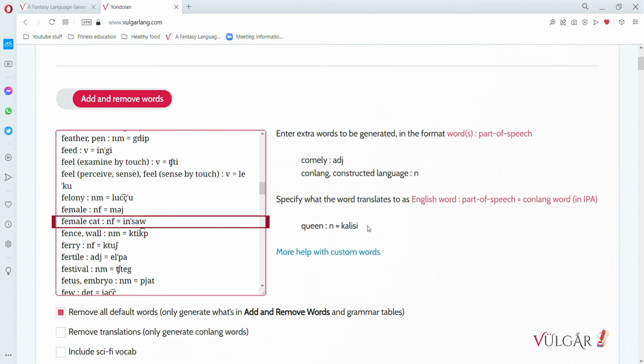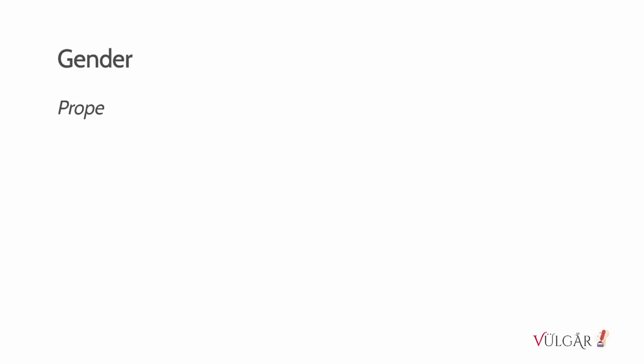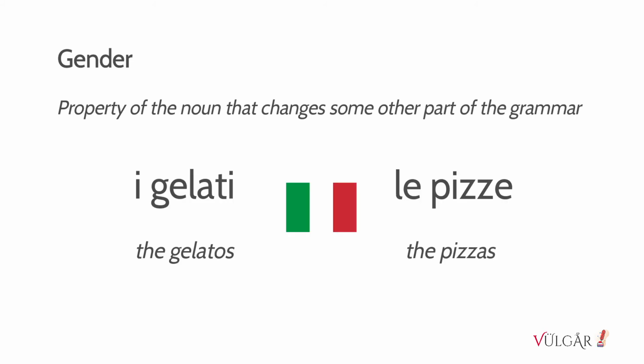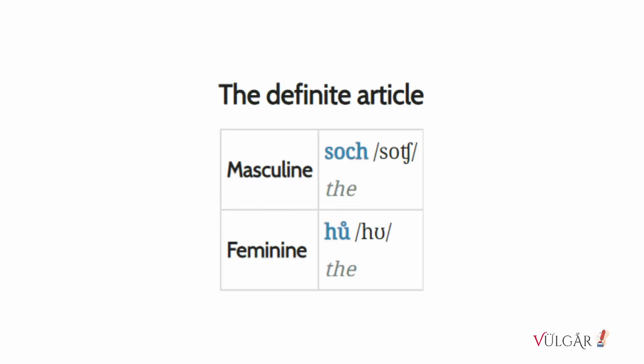In our previous video, we defined gender as a property of the noun that changes some other part of the grammar. Either it changes other words that get used with the noun, or it changes the affixes that attach to the noun itself. This is important if you choose to control the grammar yourself. It means that you need to ensure that at least one grammar table mentions something about gender. Otherwise, the language cannot be said to have gender, and your gender labels are completely meaningless.